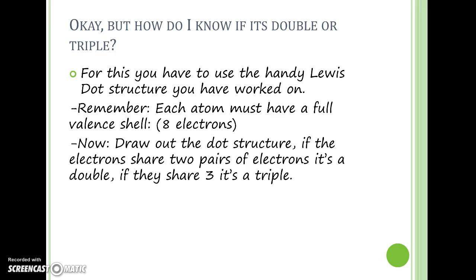And when you get down to the pairs of electrons, if you have two pairs, it's a double bond, and if you have three pairs, it's a triple bond. It is indicated by the nitrogen, oxygen, and hydrogen here.